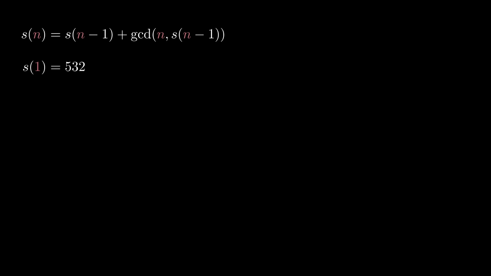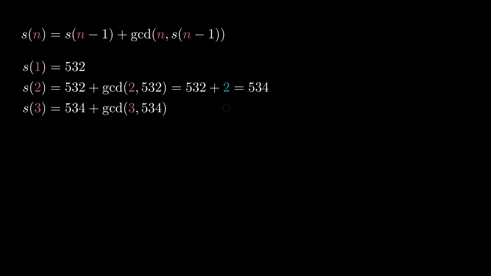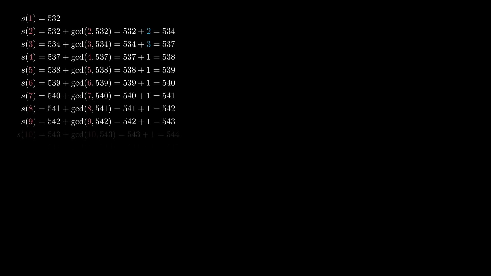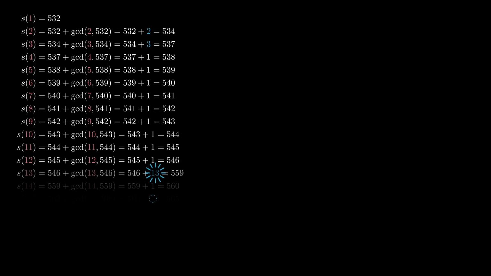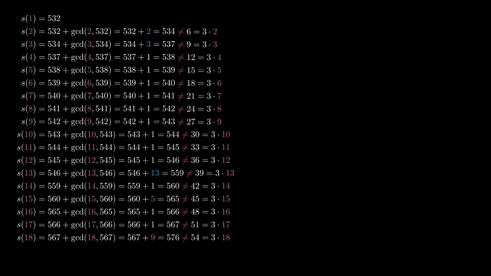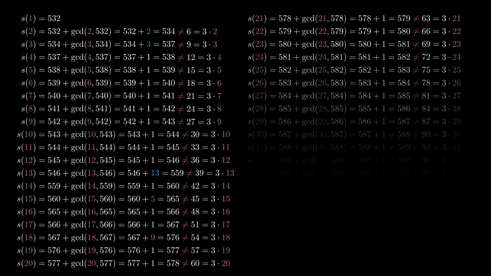With the initial term 532, we get a GCD of 2, then a GCD of 3, then some 1s, then 13, 1, 5, 1, 1, and, surprise, surprise, a non-prime. So far, this sequence hasn't ever been in the nice situation where the nth term is 3 times n. So the theorem doesn't apply, and we're not guaranteed to get primes. Eventually, we do get there, however.